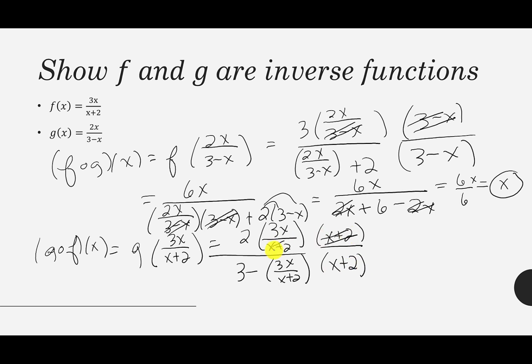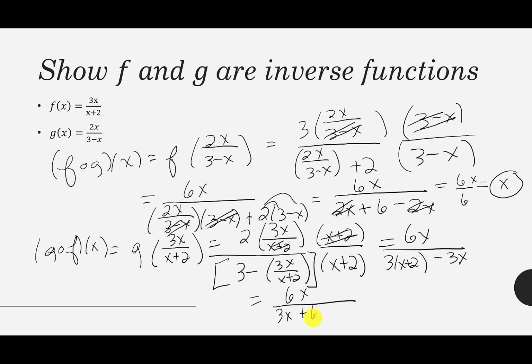And again, the top comes out really nice. The x plus 2 cancels. 2 times 3x is 6x. In the bottom, again, I want you to think of distributing. So I have 3 times x plus 2. Then the x plus 2 cancels in the second piece, so I have minus 3x. This becomes 6x over 3 times x plus 2 minus 3x.